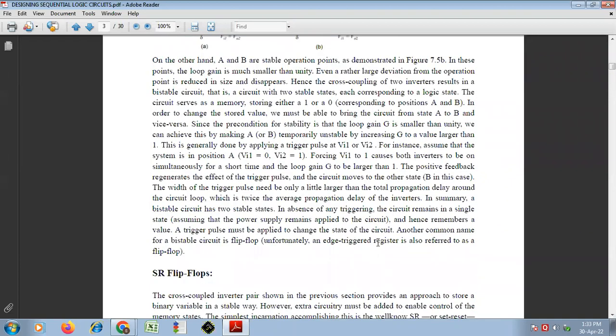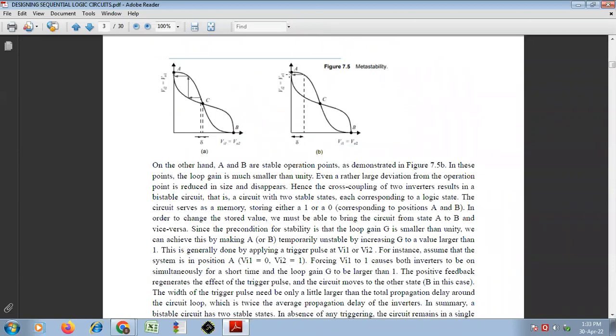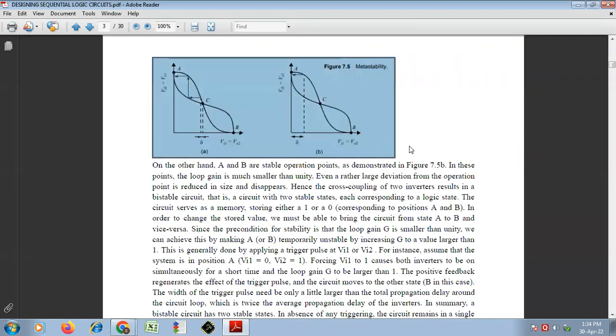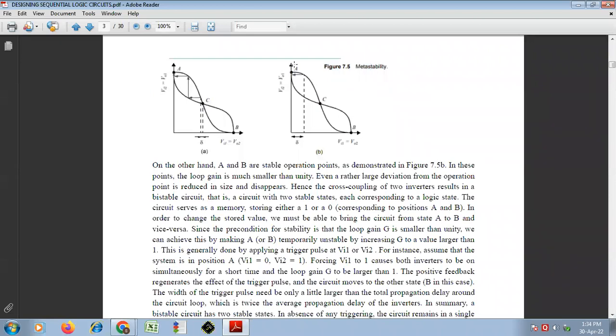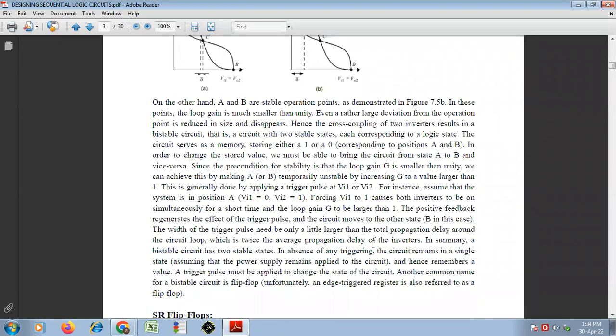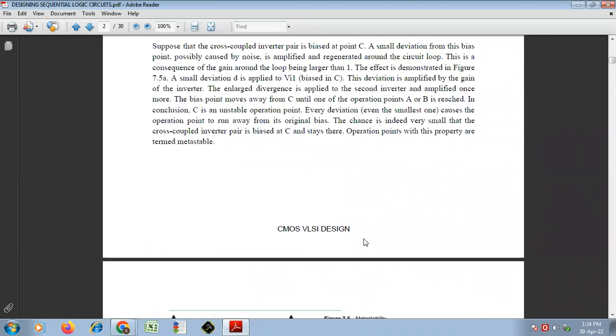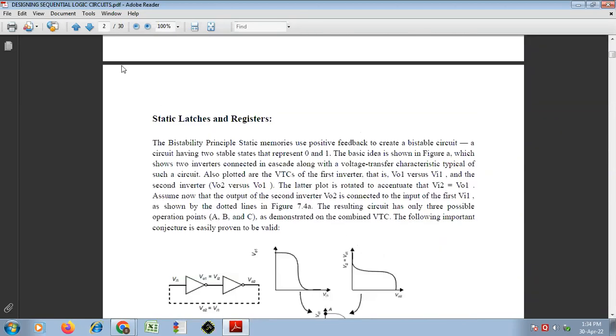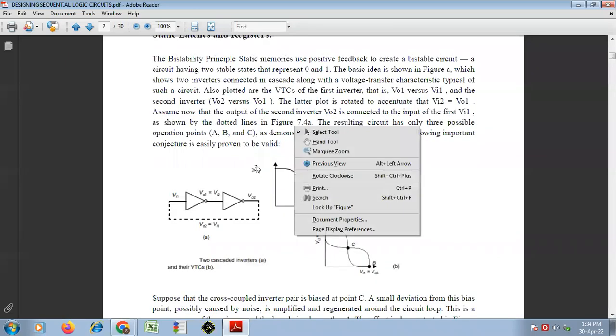Now, in summary, a bistable circuit has two stable states. In the absence of any triggering, the circuit remains in a single state, that means either in A or B. If you want to move from A to B or B to A, what do you need to do? You have to provide a trigger pulse. What is the use of that trigger pulse? The trigger pulse will enlarge the value of gain more than unity, so that it will become unstable and move from B to A or A to B. This is how you can operate and design the latch. This is what the static latch or register is.